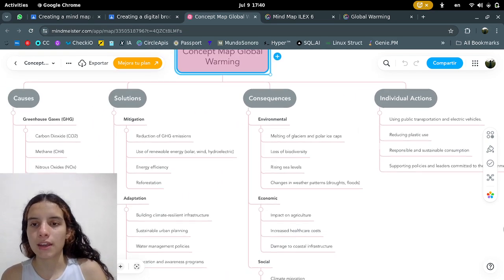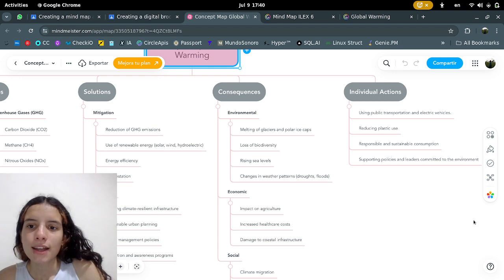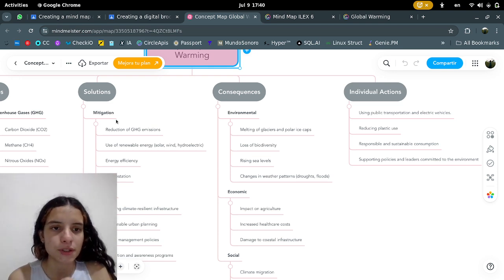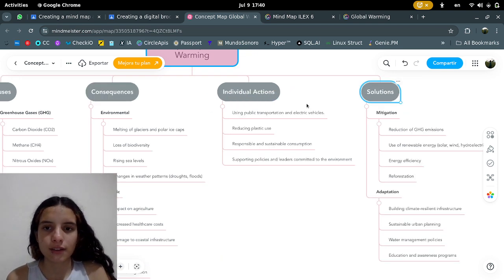Espera. Okay. The solutions. Yo creo que podría. Yes.